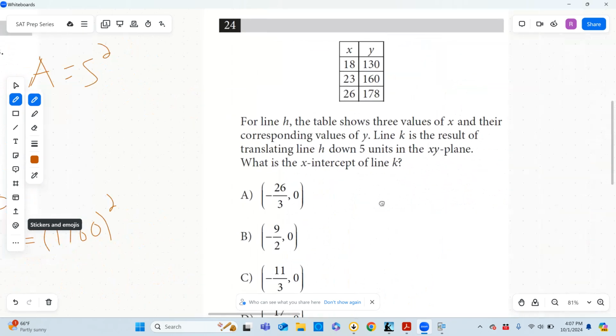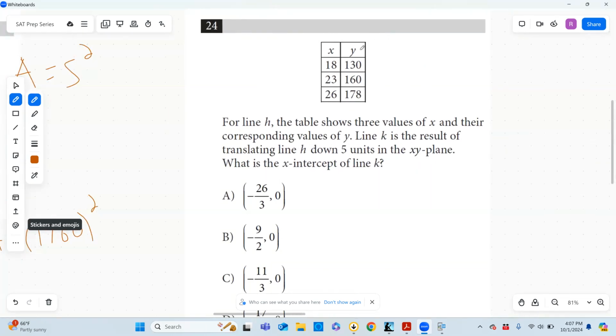Moving on, we have number 24. They give us an XY table, and they say that for line H, the table shows 3 values of X and their corresponding values of Y. So put simply, they have some line H, and these are 3 points that lie on that line. Line K is the result of translating line H down 5 units in the xy plane. So what is the x-intercept of line K?